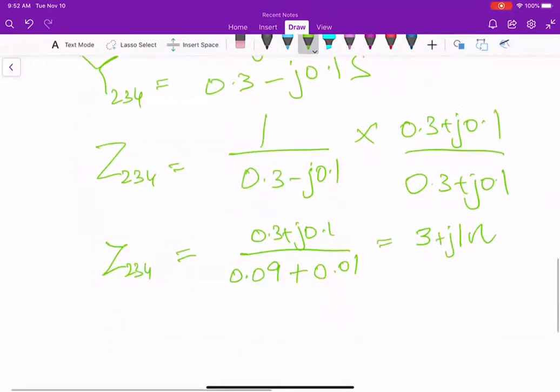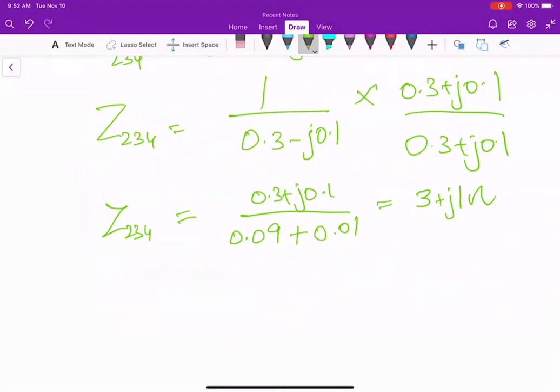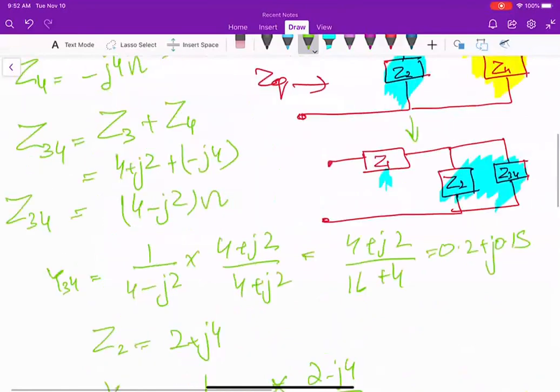Sounds good? Are we clear about that? Yes. Okay. So Z234 we have.